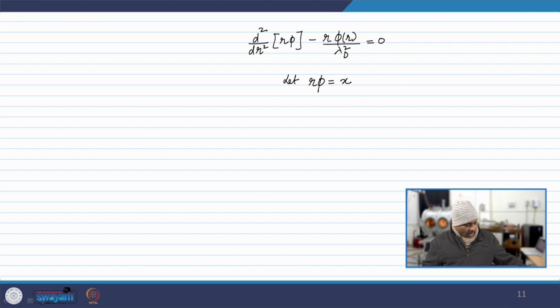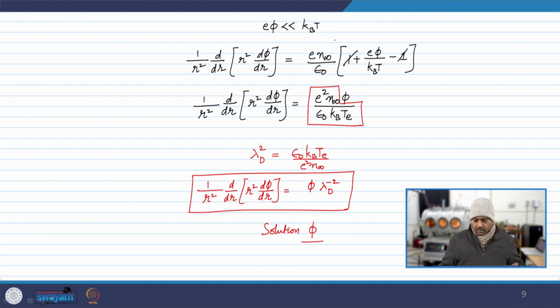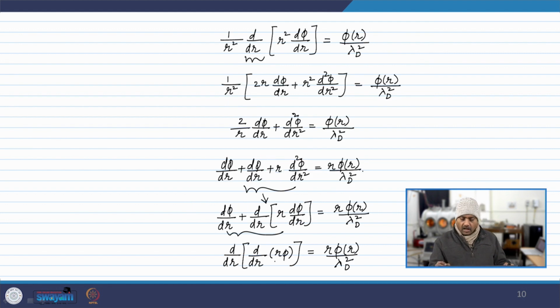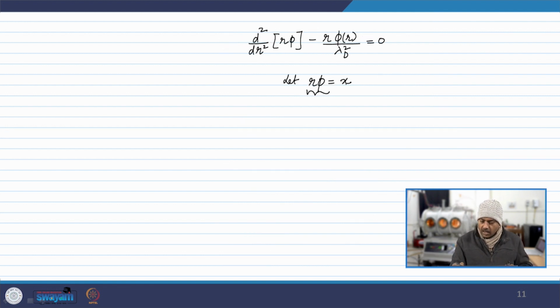So, if you see what I have done actually, I have just started from this equation, which is 1/r² d/dr of r² dφ/dr is equal to φ times λ_D raised to the power of minus 2. So, instead of all this, I rearrange the terms so that this factor r times φ appears on both the sides of the equation. That is what I have right now. And then I am going to call rφ as x.